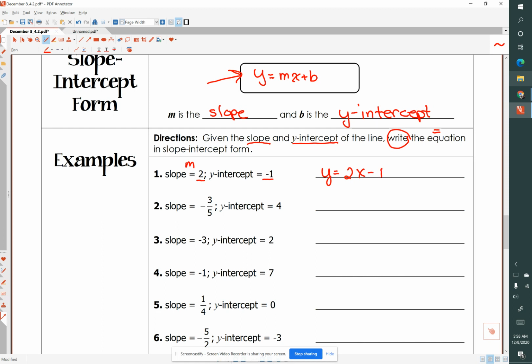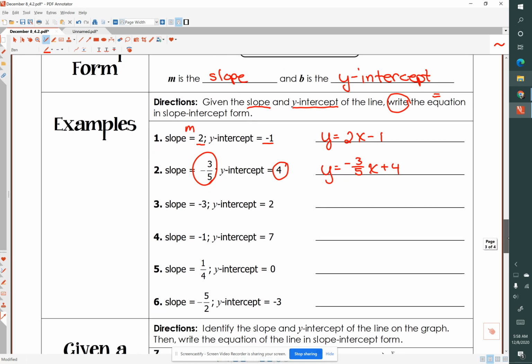That's it. So number 2, our slope is -3/5. Our y-intercept is 4. So y equals -3/5 x plus 4. You want to try the rest of them, 3, 4, 5, and 6 yourself, and then come back to the video? I think that's a good idea. So pause the video for a minute and then come back.